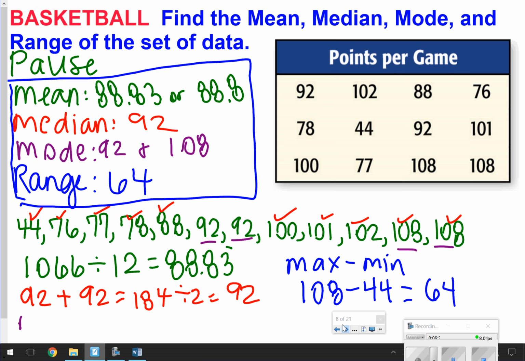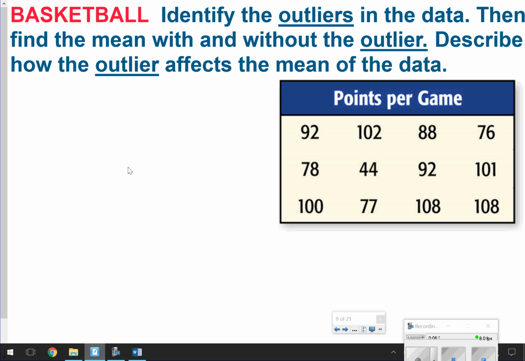The last example I have for us today is what an outlier is. Remember, an outlier is when it doesn't really fit into the data well. So here's another example of points per game. This is actually the same numbers we used last time. It says identify the outliers in the data and then find the mean with and without the outlier and describe how the outlier affects the mean of the data.